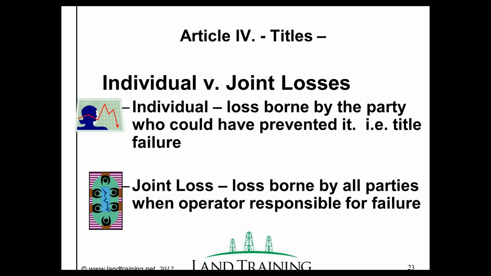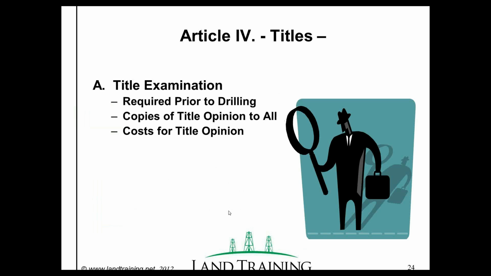So we say, look, if you're the one that brought the lease and the lease is defective and title fails, that's your own fault. That's your own individual fault. But if title fails because the operator made a mistake, everybody has to pay for their share of that loss. So individual loss if it's your own company's leases, joint loss if the operator causes a title failure to occur.